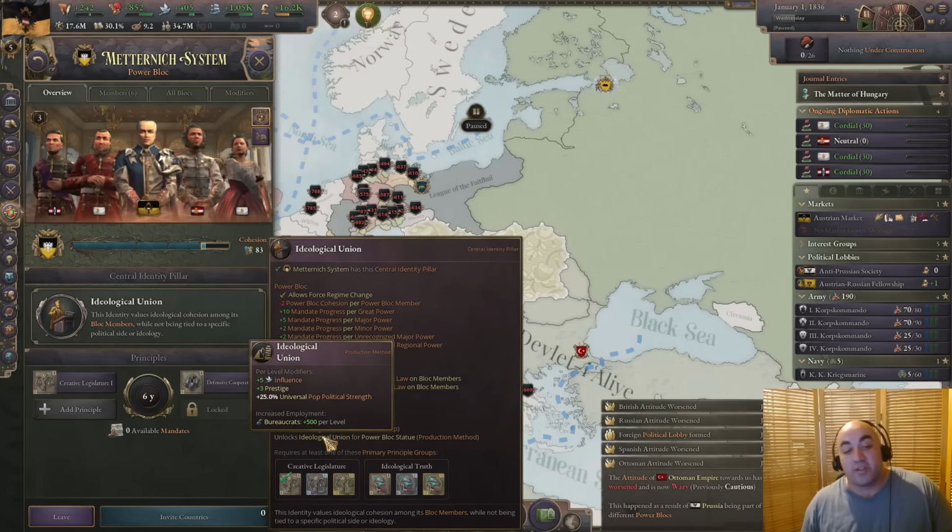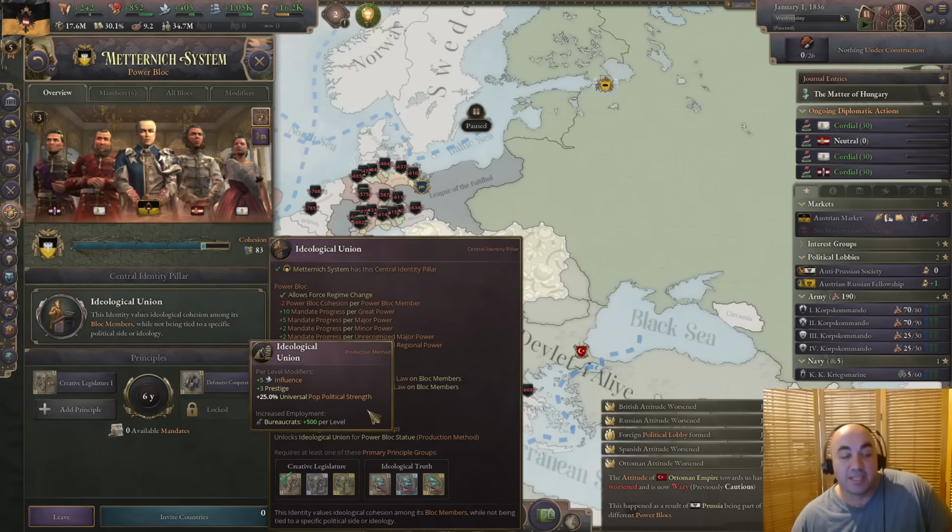But building in major infrastructure centers or major population centers for the universal pop political strength, this is kind of made to go like communist and do this type of thing in terms of the flavor you have going on. Let's jump in and take a look at the principal groups that are tied to the ideological union. Overall, these do not seem all that strong.